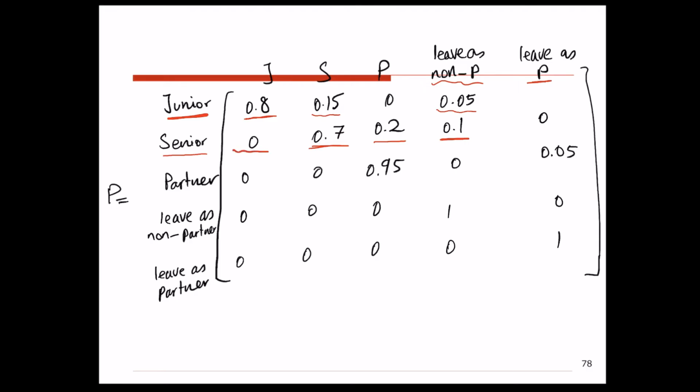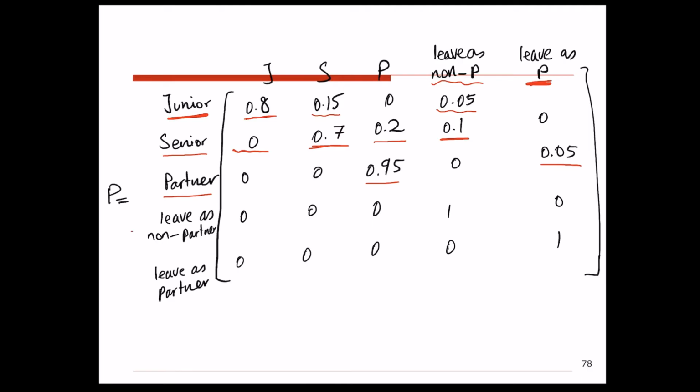If a lawyer is a partner right now, there is a 95% chance that the person is going to continue another year as a partner. Or there is a 5% chance that the person is going to leave the company as a partner. Obviously, since the person is a partner, the person is going to leave as a partner.